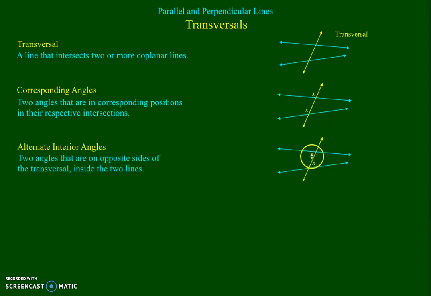Now let's look at the next type of angle pair. Here I've highlighted this angle, which is in the lower left of this intersection, and this angle, which is in the upper right of that intersection. Now notice, with our corresponding angles, the angles were on the same side of the transversal. But here, these two angles are on opposite sides of the transversal.